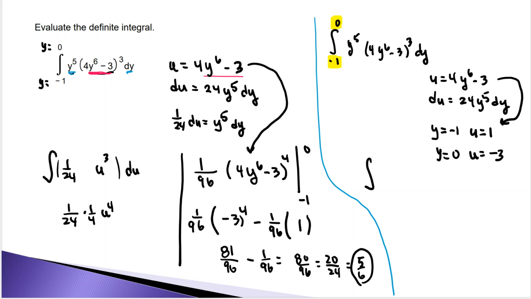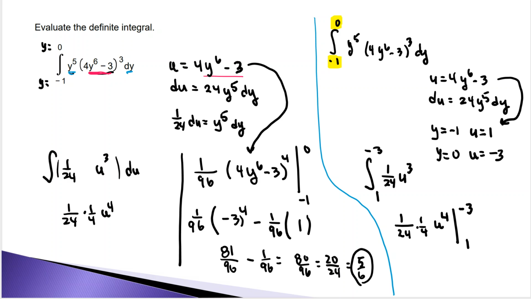So the minus 1 becomes a plus 1, the 0 becomes a minus 3. The substitution is the same as what I had before. So I still have 1 over 24 u cubed, which becomes 1 over 24 times 1/4 times u to the 4th. But now I evaluate by my new limits of integration.